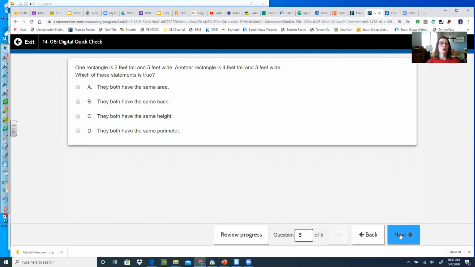Okay, last one. One rectangle is 2 feet tall and 5 feet wide. Another rectangle is 4 feet tall and 3 feet wide. Which of these statements is true? They both have the same area. 2 times 5 is 10. 4 times 3 is 12. They both have the same base. 5, 3. They both have the same height. 2, 4. They both have the same perimeter.